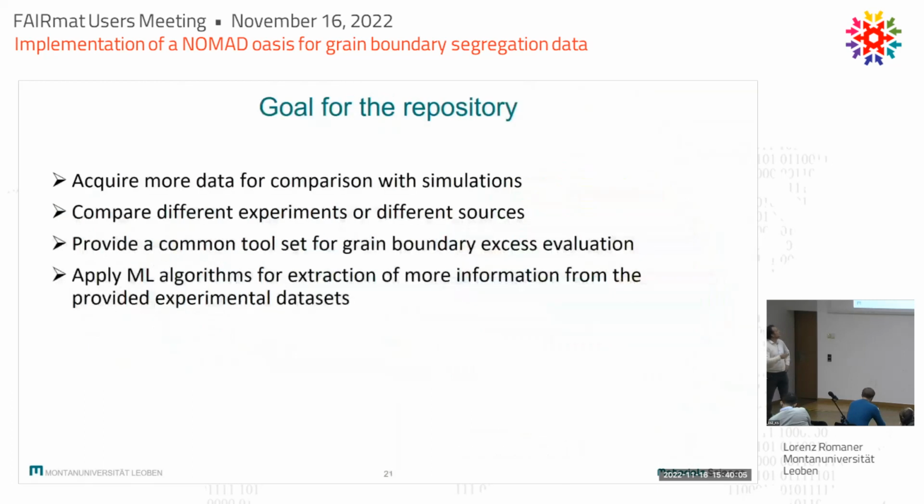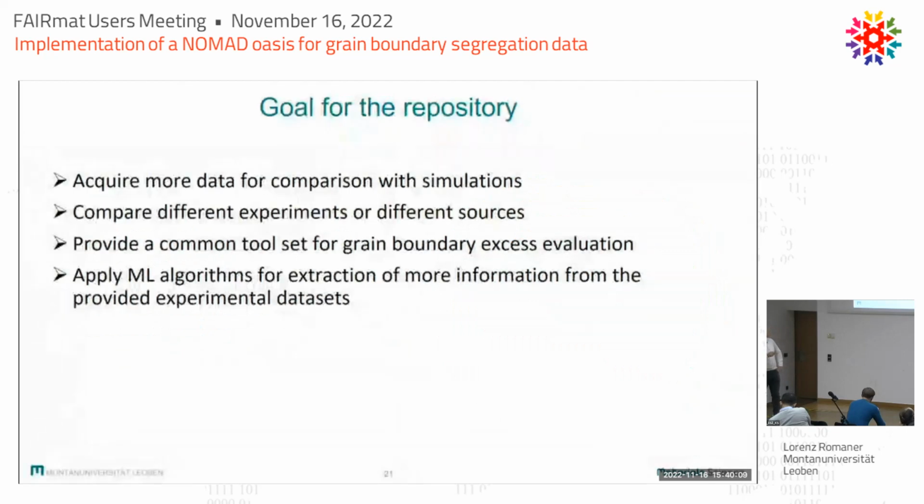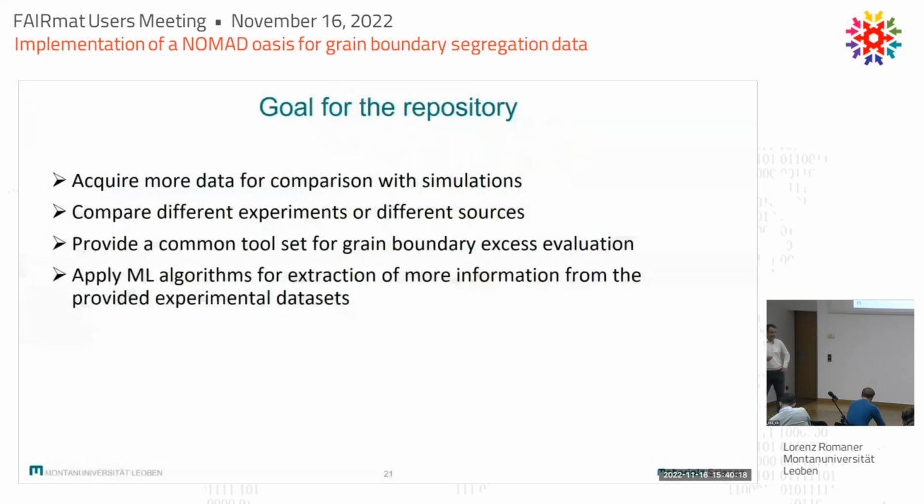So the goal for this repository is that we get more data, as I just said, that we have different experiments or different sources also, that we have a common tool set for grain boundary evaluation, which I think is also important. So there may be different sources for data, but we should have a common tool set so it gets more reproducible. And then maybe also to use machine learning algorithms for getting out more data from these experimental data sets.